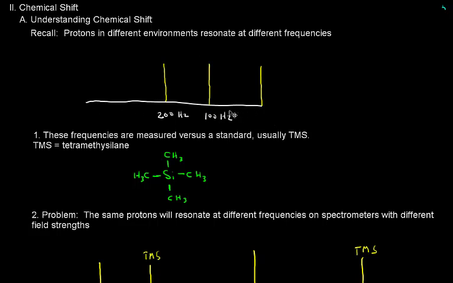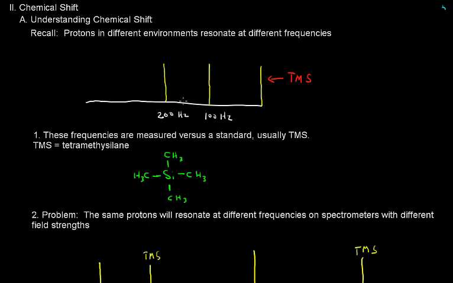Now, we need some sort of standard to measure those resonances by. And the standard that's most commonly used in Proton NMR spectroscopy is tetramethylsilane, which has this structure right here. And the reason why tetramethylsilane is used, we'll talk about at another time. So this is our TMS peak. Let me label that here. TMS is of course our abbreviation for tetramethylsilane.